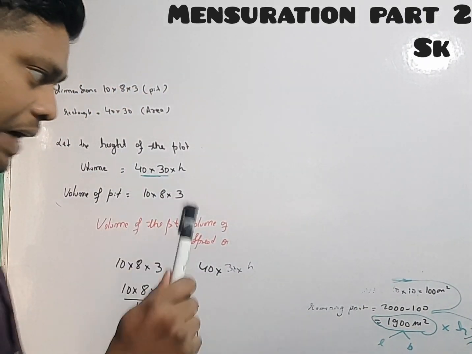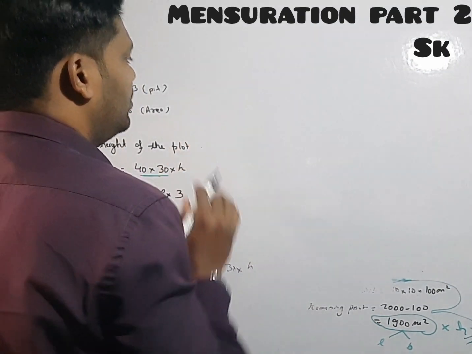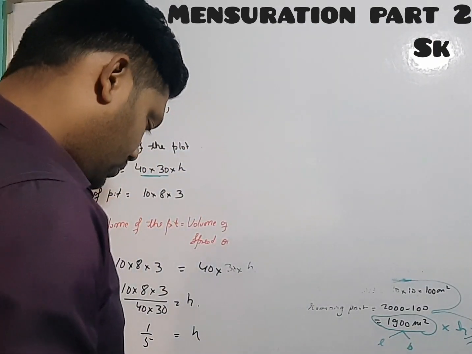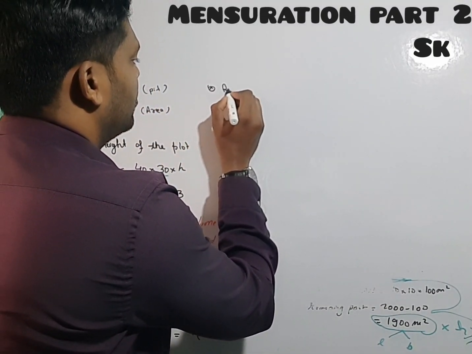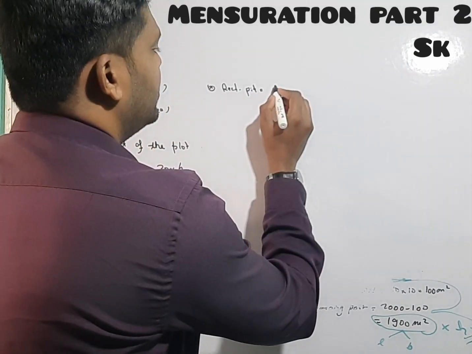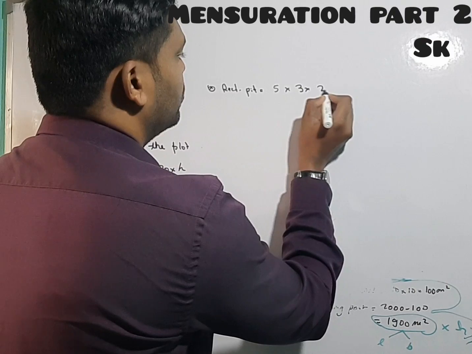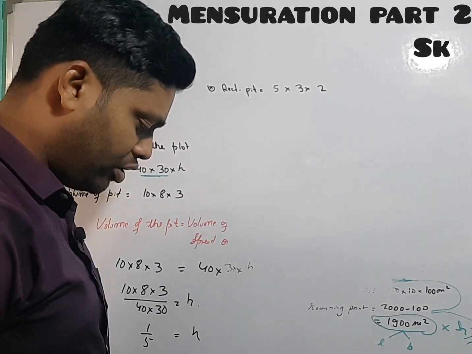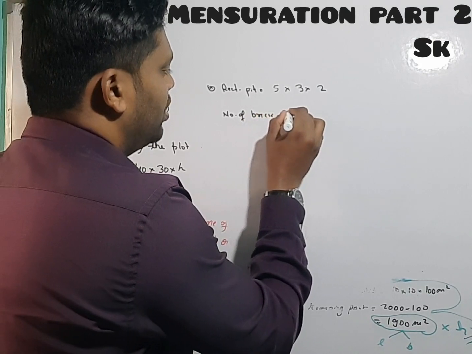So what he is trying to say, I will explain the concept. See, he has taken out the mud. For example, it is a rectangular pit, and it has some values. They gave the dimensions, just like 5 into 3 into 2. And he is saying that the number of bricks he has made is equal to 1,000 bricks.